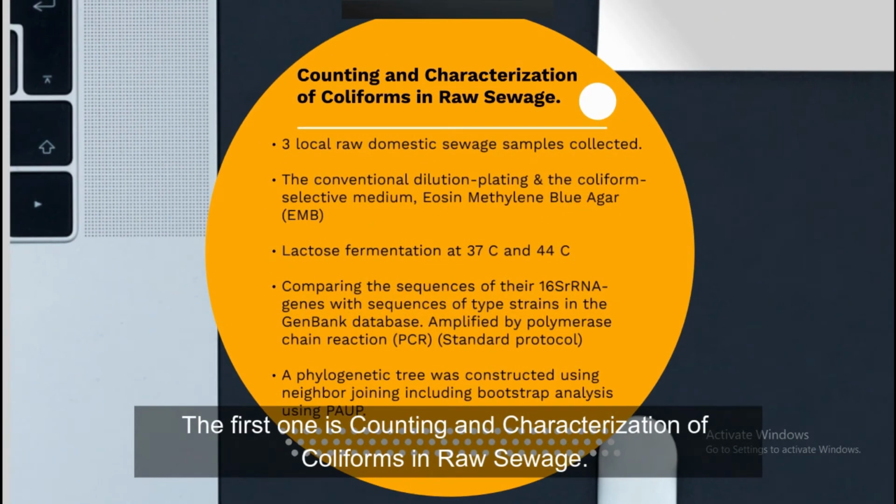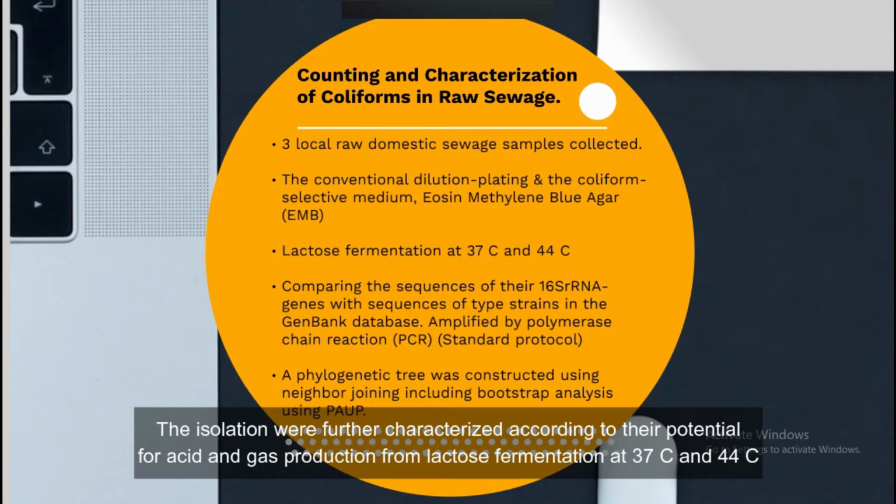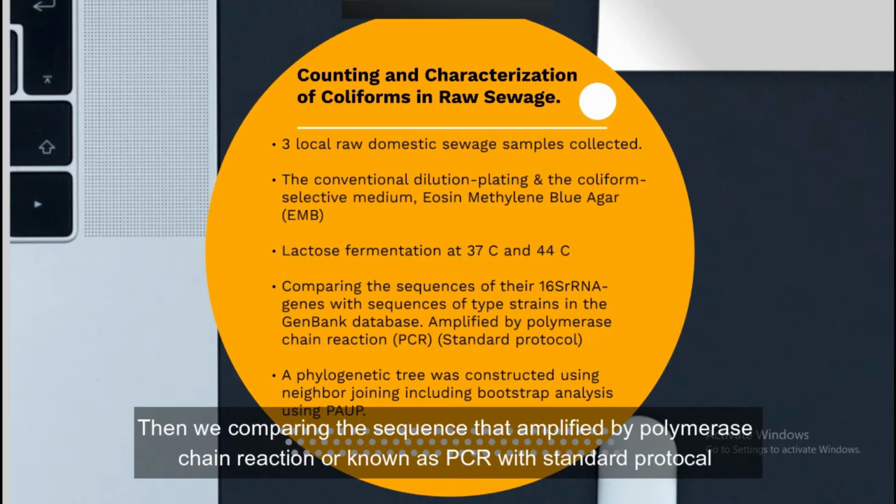The first one is counting and categorization of coliform in sewage. We use the conventional dilution plating and the coliform selective medium, eosin methylene blue agar. The isolates were further categorized according to their potential for acid and gas production from lactose fermentation at 37 Celsius and 44 Celsius. Then, we will compare the sequence. Basically, it will be amplified by polymerase chain reaction, or known as PCR, with a standard protocol.